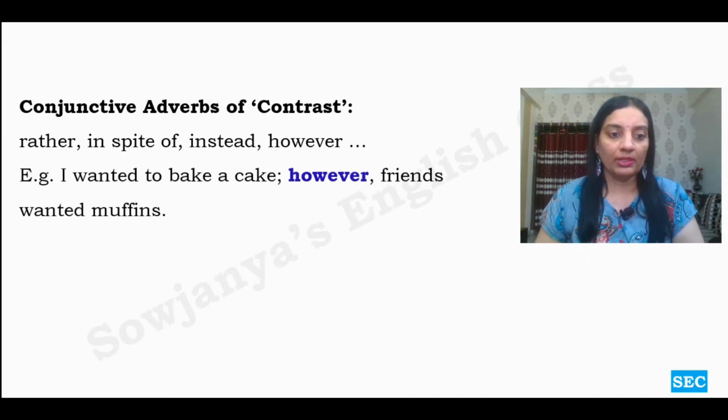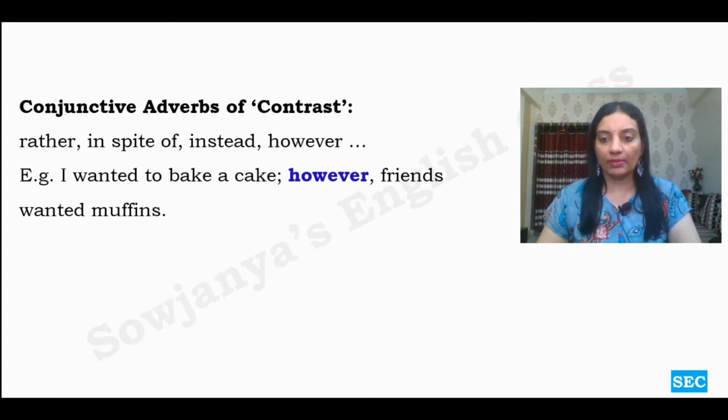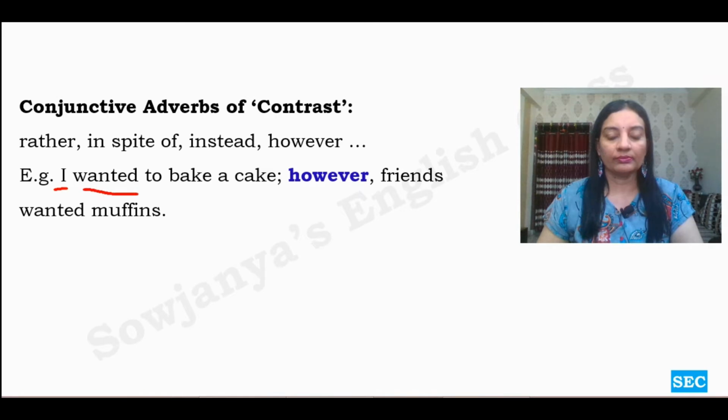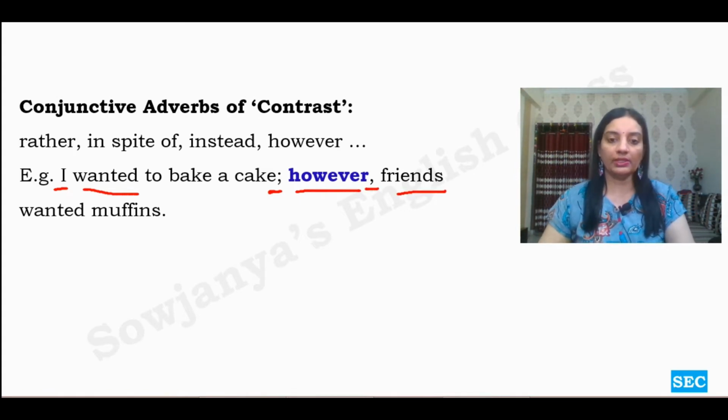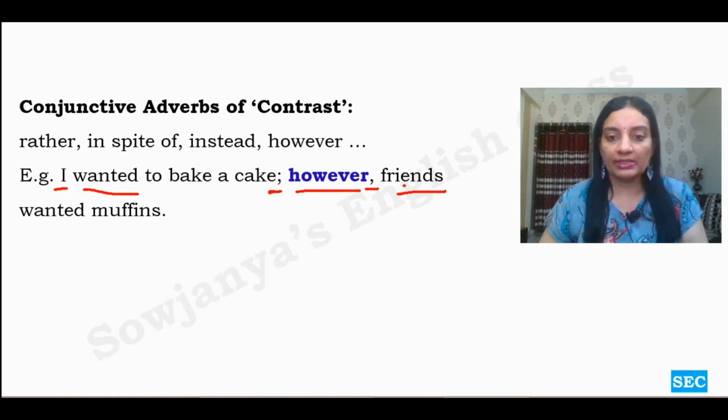Look at the example. I wanted to bake a cake; however, friends wanted muffins. So here you can see another compound sentence. It has subject I, wanted, finite verb, followed by this independent clause. The first independent clause is followed by a semicolon, followed by a conjunctive adverb, however, followed by a comma, and then comes another independent clause. So friends is the subject here and wanted is the finite verb.